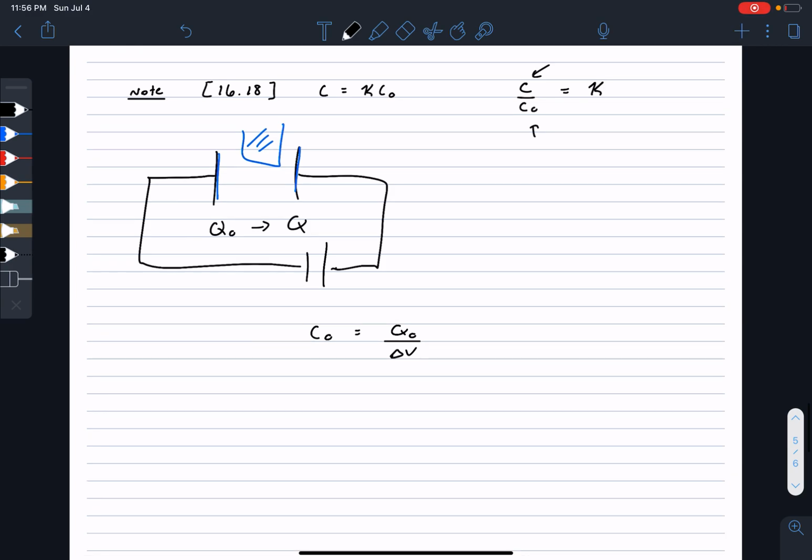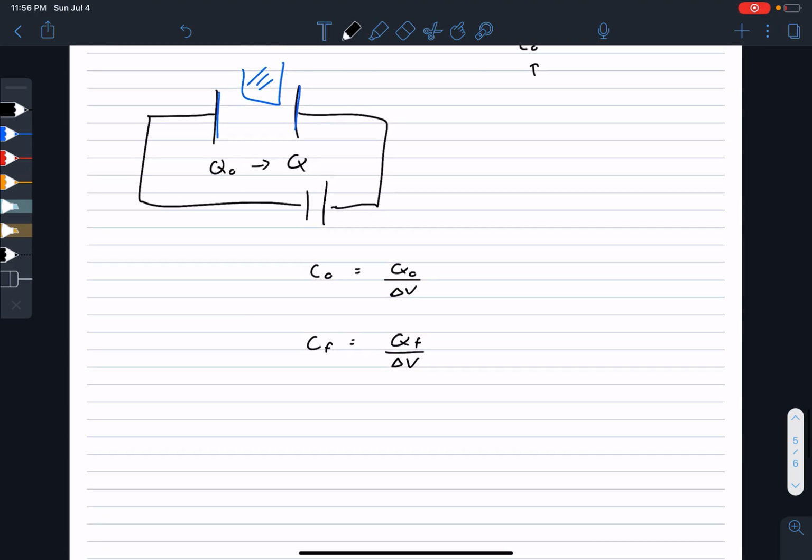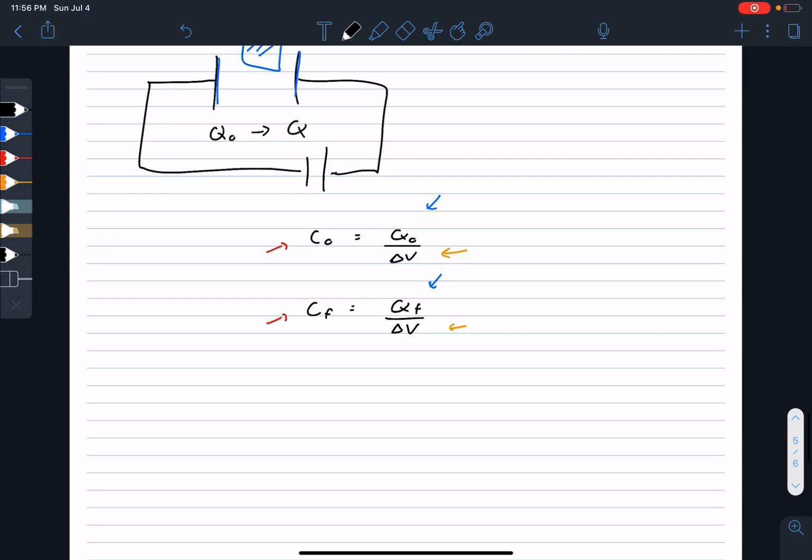Let me just check. Okay, now, so then the final is going to be Q final over delta V. So this is going to stay the same, because what we know is that capacitance is changing in both scenarios. We know that the charge is changing in both scenarios. So we need some constant in these to make sure that our system follows our laws, right? So delta V is going to stay the same.